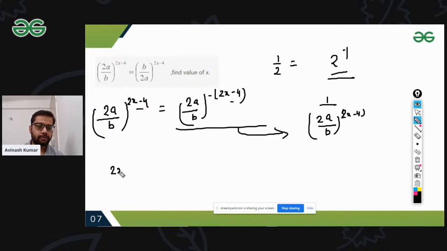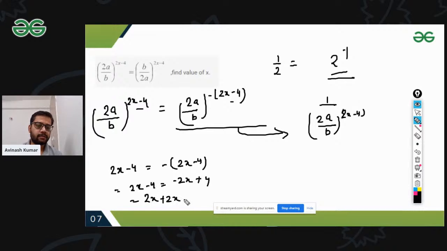So this will give you 2x minus 4 is equal to minus of 2x minus 4. So this is exactly like 2x minus 4 is equal to minus 2x plus 4. I'm taking this part here, so this minus 2x will come to this side and make plus 2x. So 2x plus 2x is equal to 4 plus 4. This will give you 4x is equal to 8. x is equal to 2.